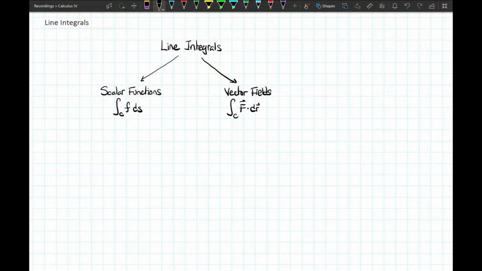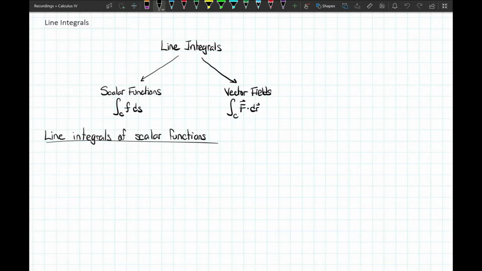One is going to be integrating a scalar function. That's going to be a lot more like what we were doing in single variable calculus, just integrating f of x dx. But we can also look at integrating on a curve going through a vector field, and that's where we have this interesting notation as well with capital F dot dr. Now let's define both types of line integrals and look at where we may be finding applications for each of these. Well, let's start off with scalar functions.